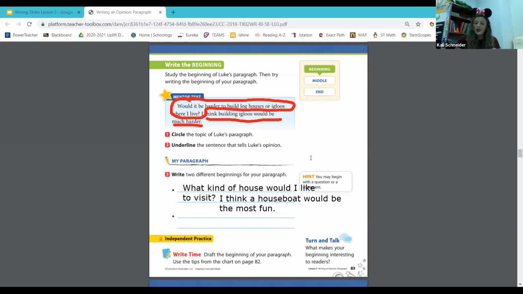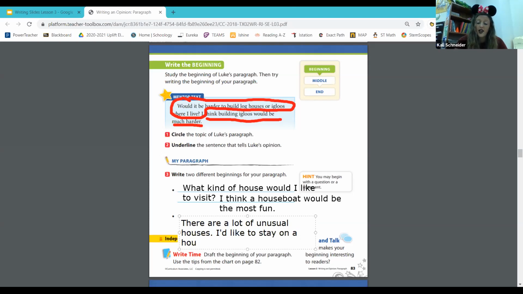I'm going to go ahead and share mine. I think we could also write, "There are a lot of unusual houses," because that's a fact. And here's my opinion: "I'd like to stay on a houseboat." So similarly, I started with my topic. There are a lot of unusual houses that we learned about. My opinion is I'd like to stay on a houseboat.